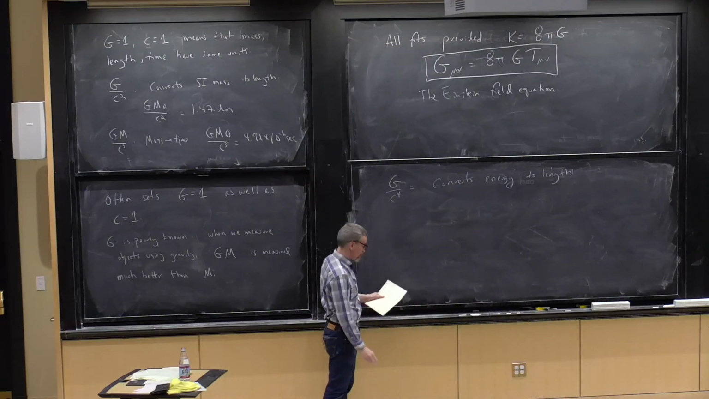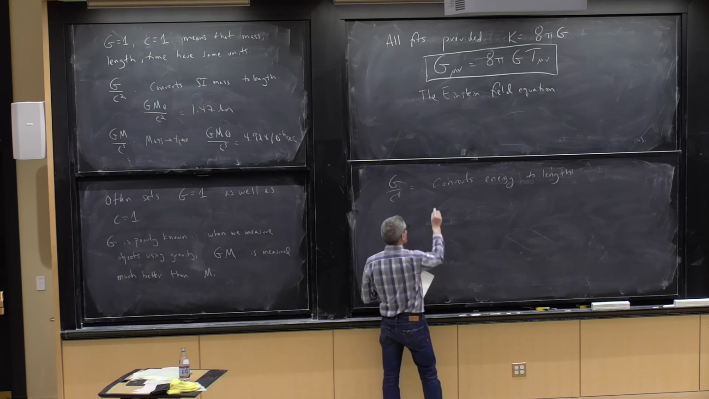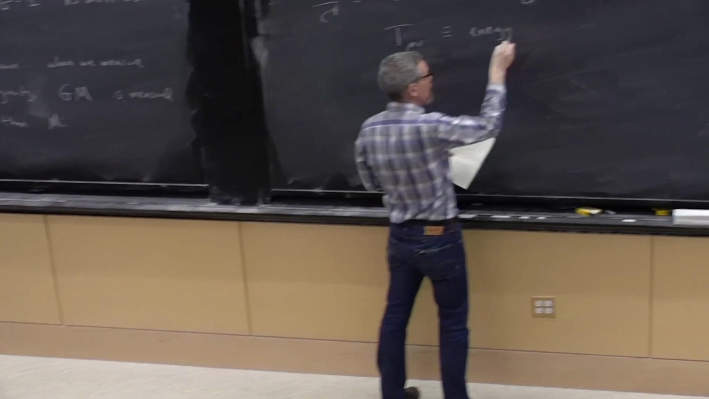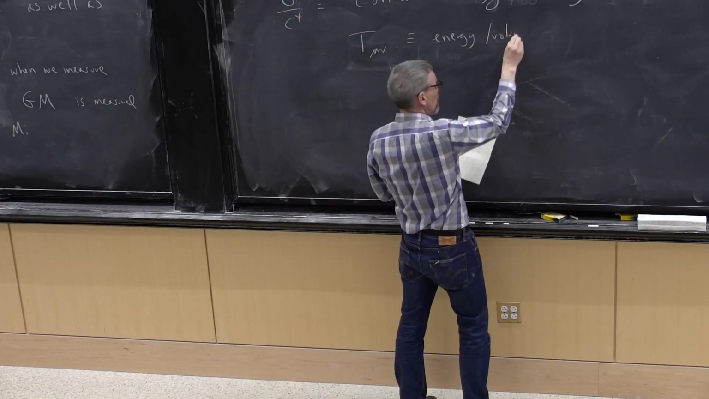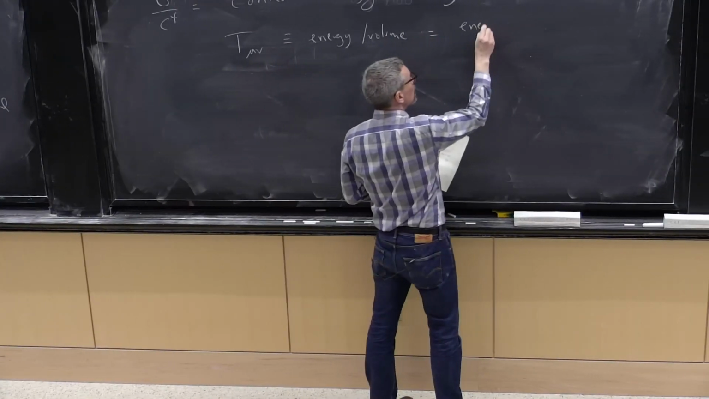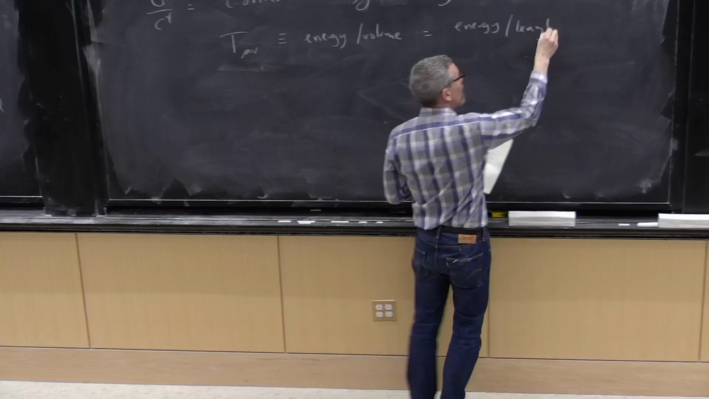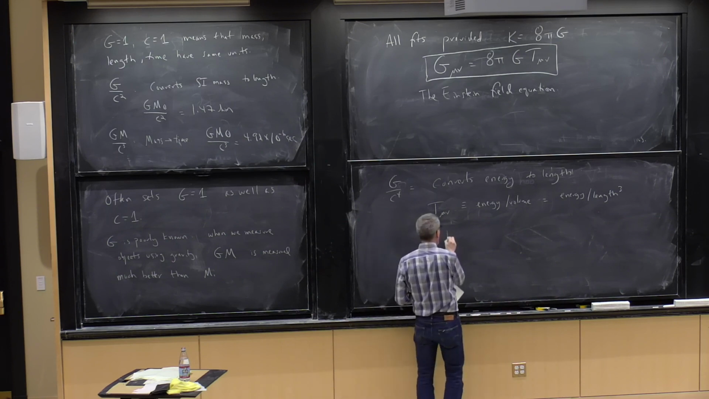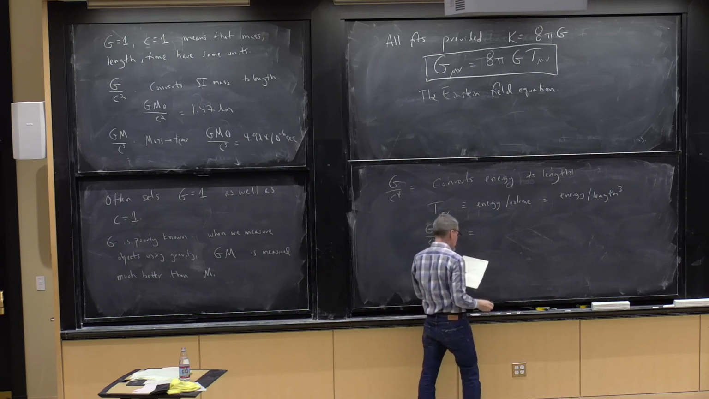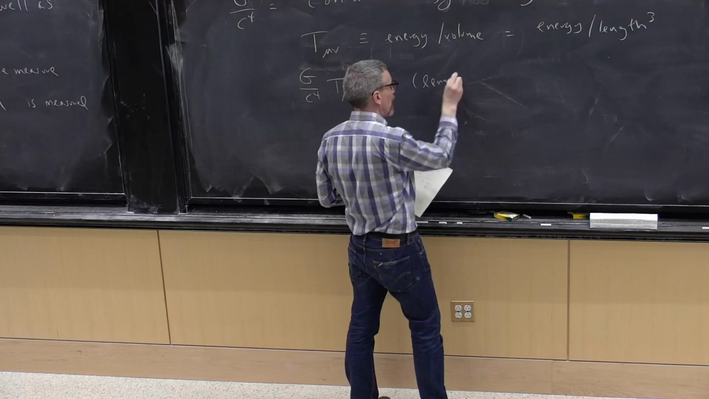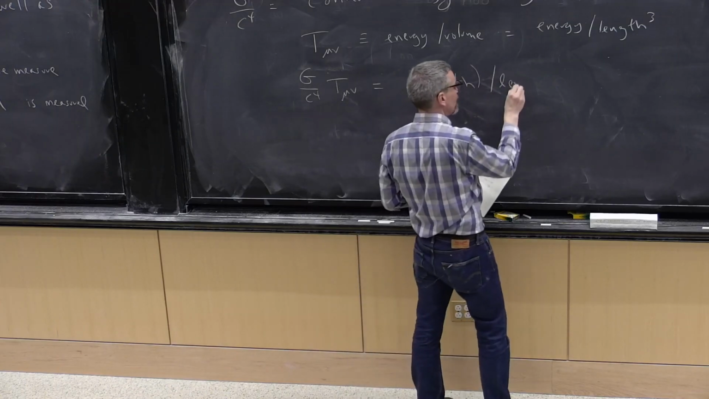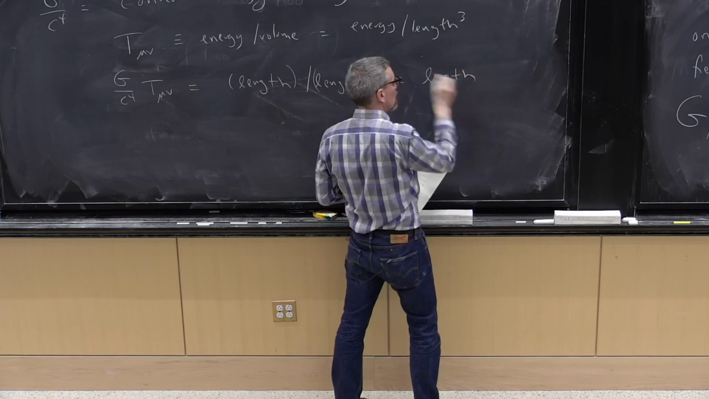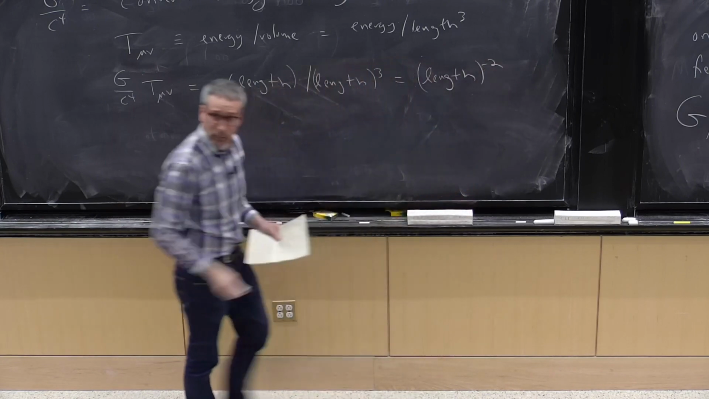I'm not going to give the numeric value of this, but I'm going to make a comment about this. So bear in mind that your typical component of T mu nu has the dimensional form energy per unit volume, i.e. energy over length cubed. So if I take G over c to the fourth times T mu nu, that is going to give me a length over a length cubed, in other words, 1 over length squared, which is exactly what you get for curvature.